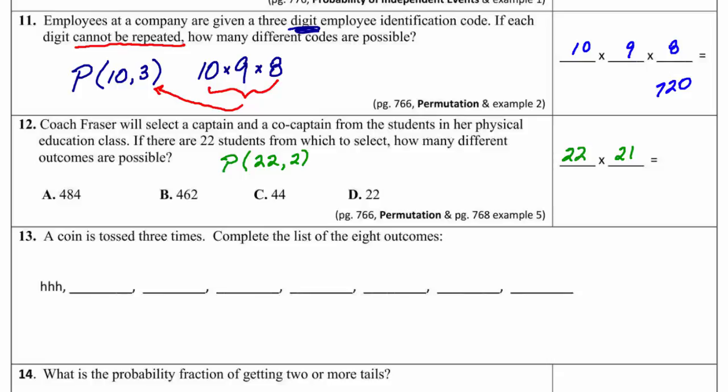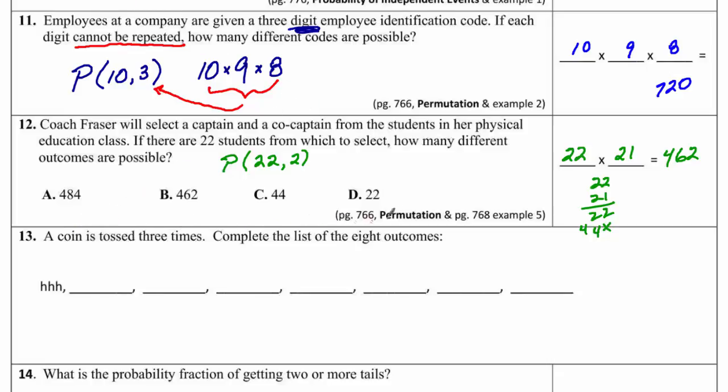Or it could be that Luis is the captain. Now there are 21 left, and Maria is the co-captain. So those are 2 different things. Maria and Luis, captain, co-captain, would be different than Luis and Maria, captain, co-captain. So we'd have 22 times 21. 2 times 2 is 4. 2 times 2 is 4. We would have 462 different possibilities.